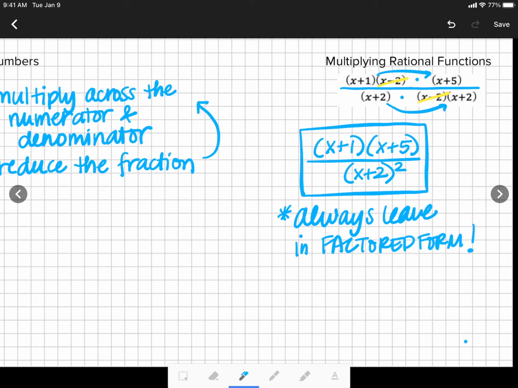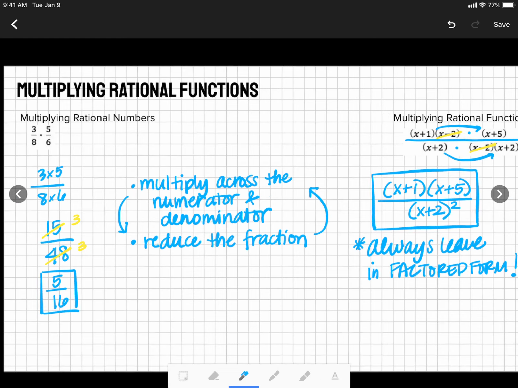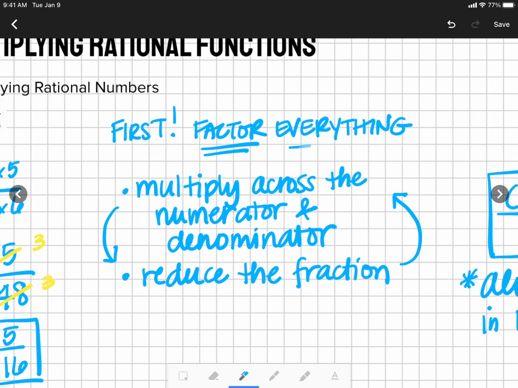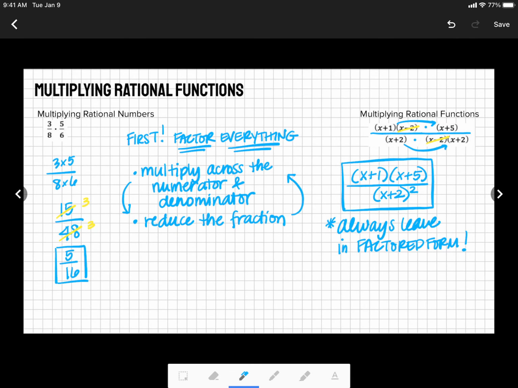So there's only one way these problems get trickier, and that is that you would have to factor first. So your first step for all of these problems would be to factor. And what does that mean? You want to actually write it in factored form. So that is the only way these problems get a little bit trickier. Once you factor everything, then you'll have a problem that looks like this, and you can follow this process.